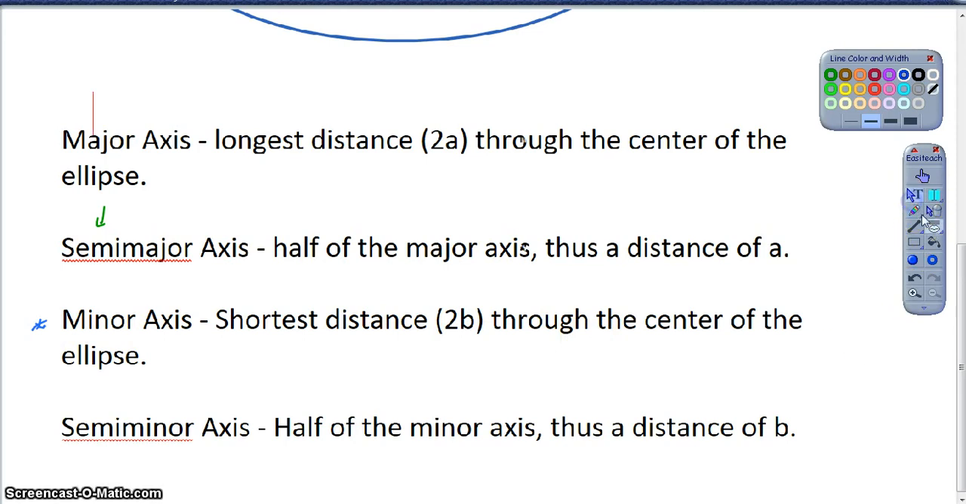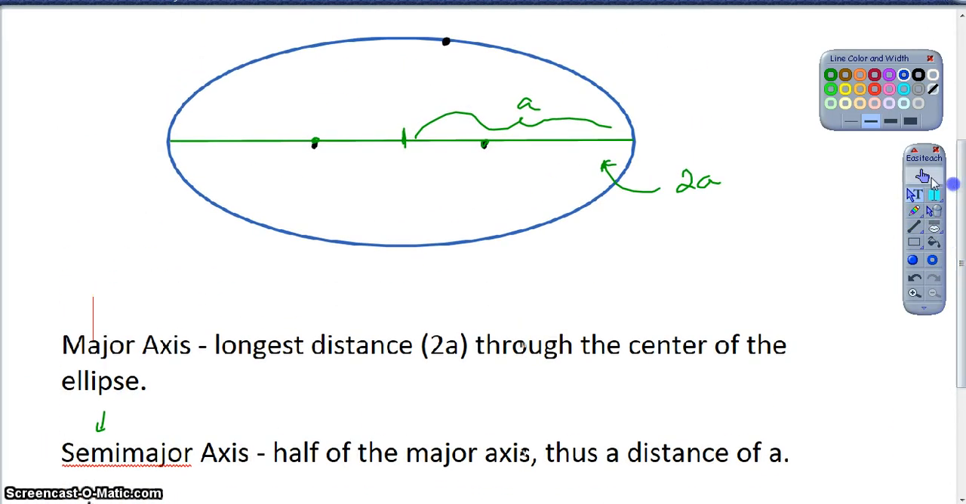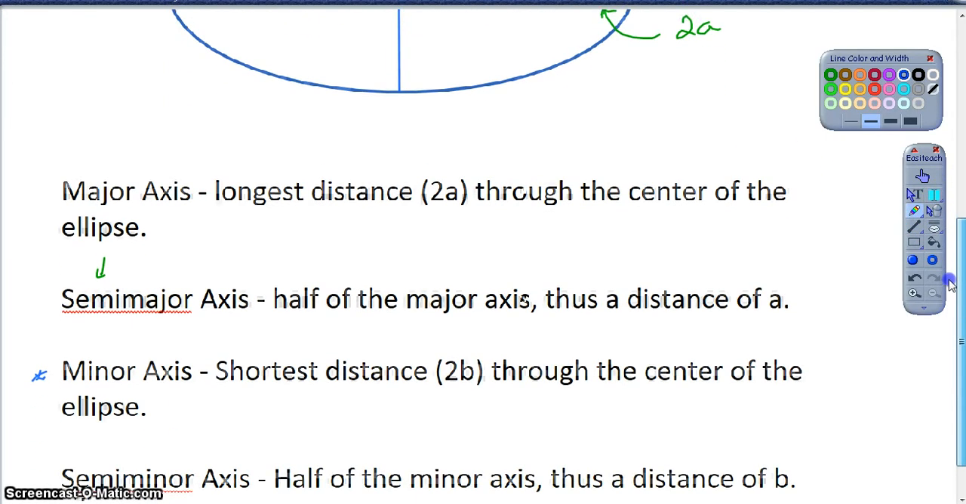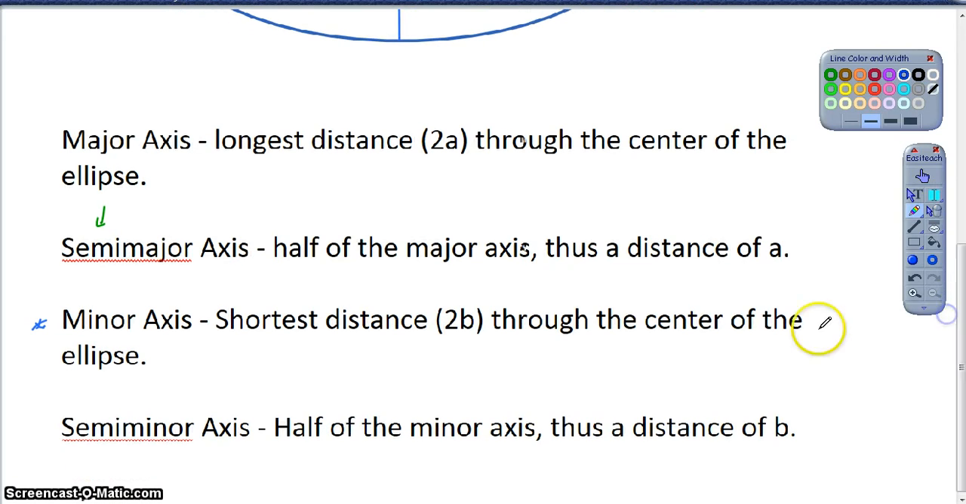So obviously if the major axis is the longest distance, the minor axis is the shortest distance. The minor axis is going to go vertically in this instance, right? So it's going to go straight down through the middle that way. And we define the minor axis as having a distance of 2b, and then obviously the semi-minor axis would have a distance of half of that, so a distance of just b.